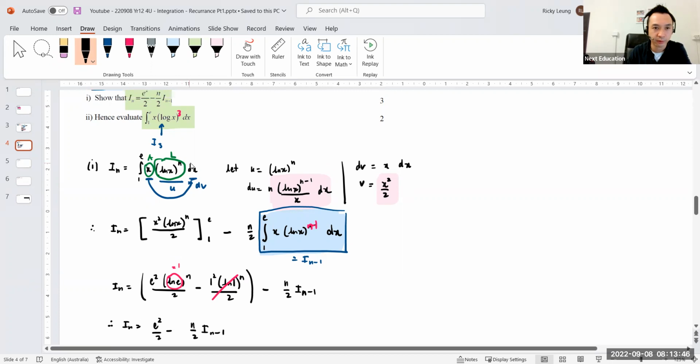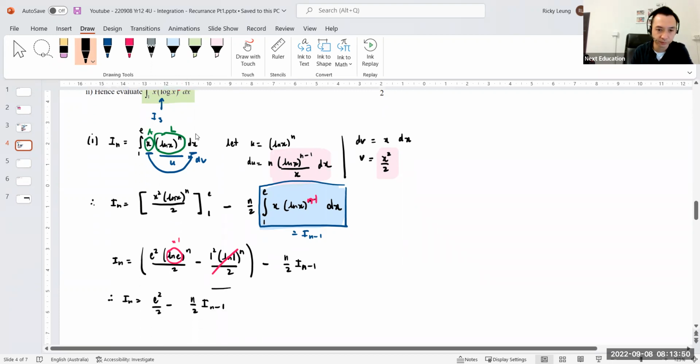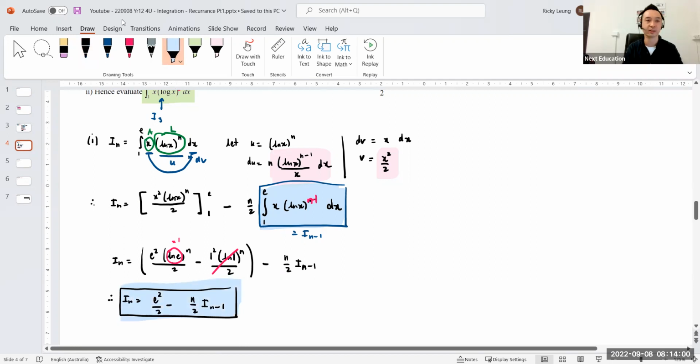Quick look at it. Perfect, exactly what I want. So I've got my recurrence statement to sub in. Perfect, three marks there. Not too bad, pretty straightforward, pretty stock standard.